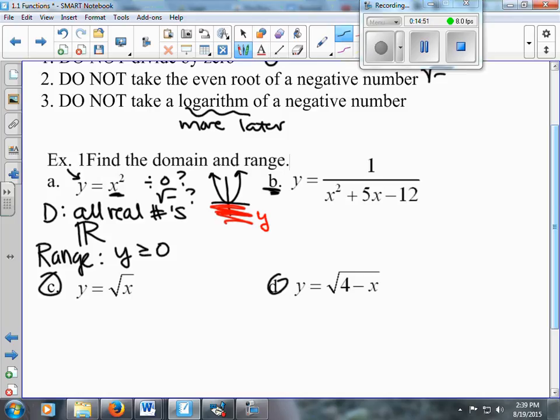For B, we do have division. So I want you to see the division, and I want you to look at what you're dividing by: x squared plus 5x minus 12, and set that equal to 0. Now what we're doing is just playing devil's advocate here. In order to solve a quadratic equal to 0, you have to factor that. So we have x.